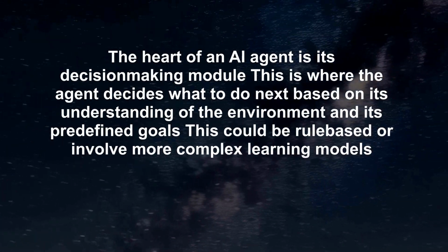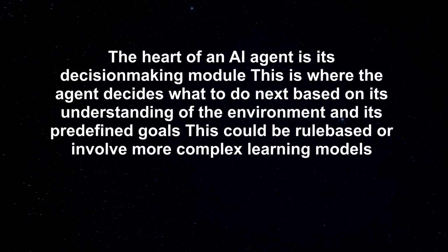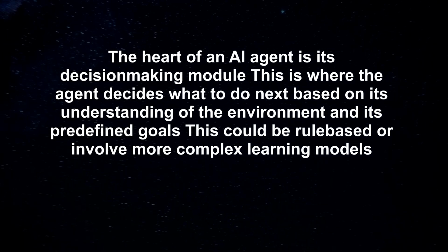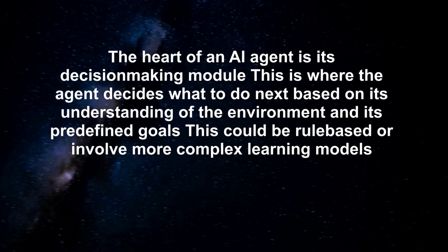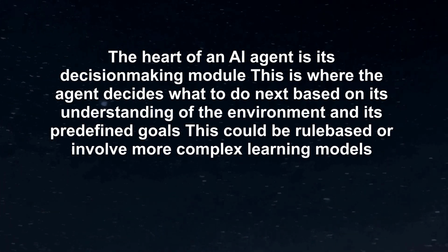The heart of an AI agent is its decision-making module. This is where the agent decides what to do next based on its understanding of the environment and its predefined goals. This could be rule-based or involve more complex learning models.